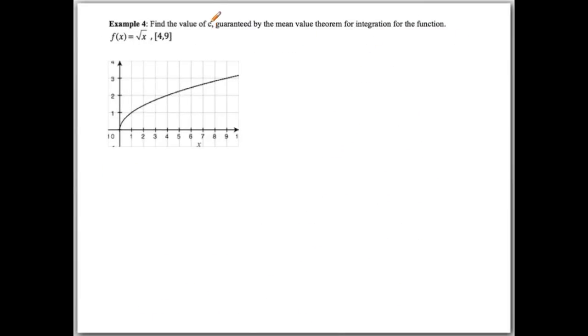So in example 4, now we're going to be asked to find that value of c that is guaranteed by the mean value theorem for integration. And we're going to do that by following the same process as before. If we can come up with f of c and we know our function, then we could actually solve for what c has to be. Okay, and so let's go ahead and find the value f of c that's guaranteed by the mean value theorem. I want you to go ahead and give example 4 a try on your own, and when you're finished you can come on back to check your work.